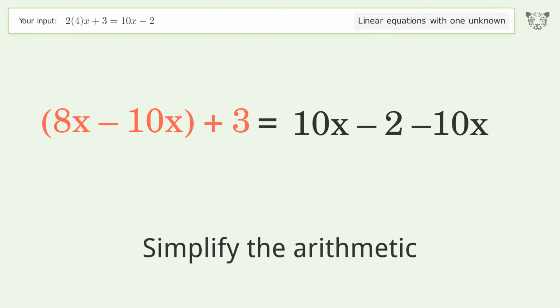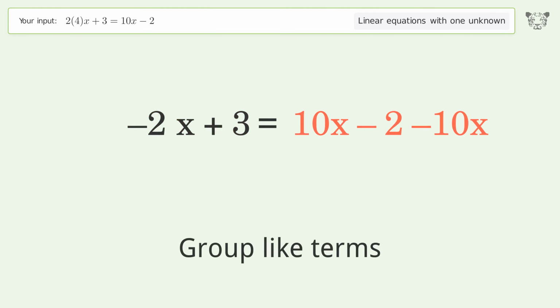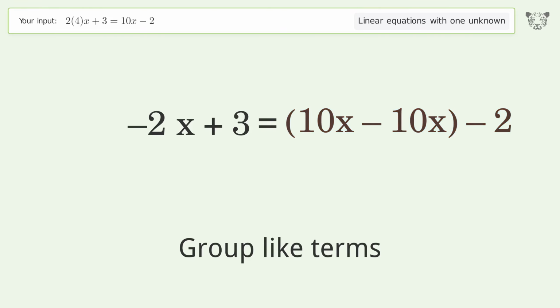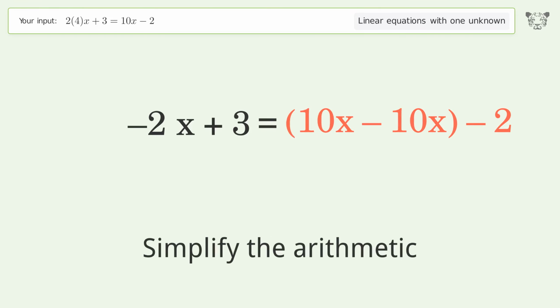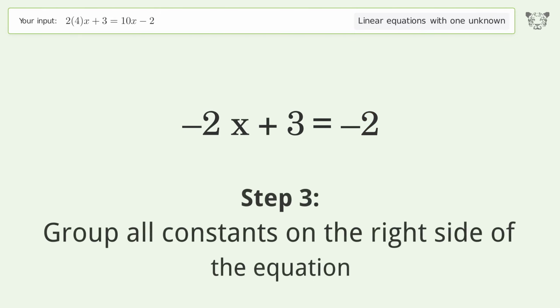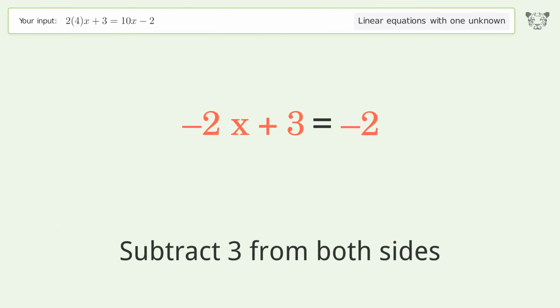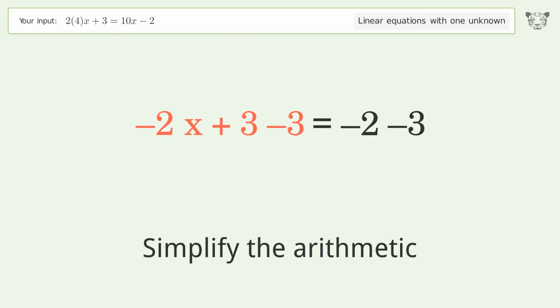Simplify the arithmetic. Group like terms. Simplify the arithmetic. Group all constants on the right side of the equation. Subtract 3 from both sides. Simplify the arithmetic.